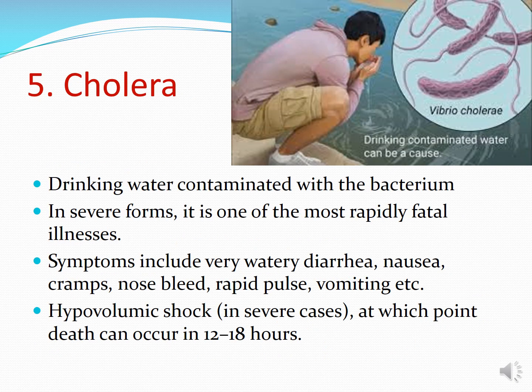The very common disease which we'll hear is cholera. The drinking water contaminated with this bacterium, and in severe form it is one of the most rapidly fatal illnesses. Symptoms of cholera include very watery diarrhea, nausea, cramps, nosebleed, rapid pulse, vomiting, etc. The hypovolemic shock in severe cases, at which point death can occur in 12 to 18 hours. So we have to be careful and not drink the contaminated water.